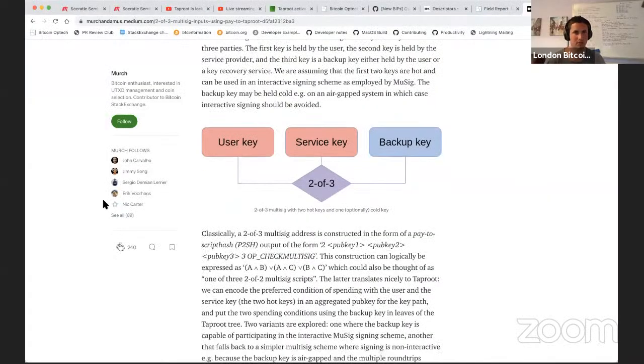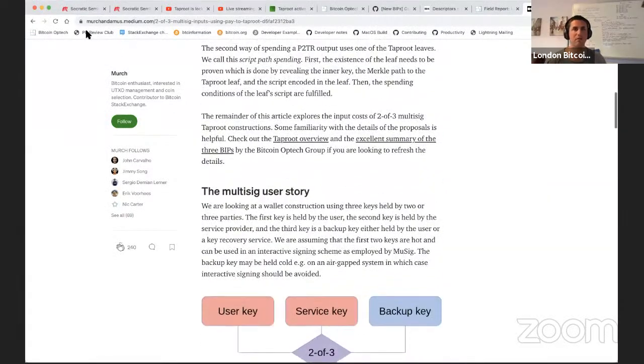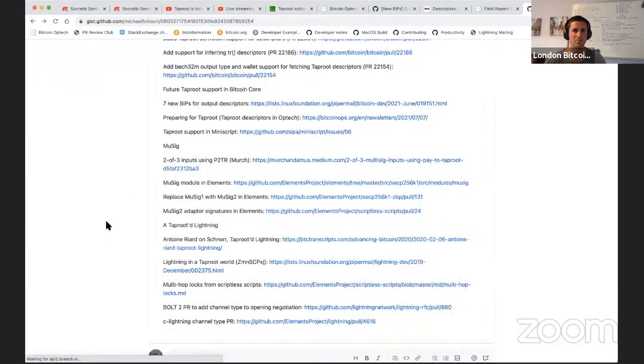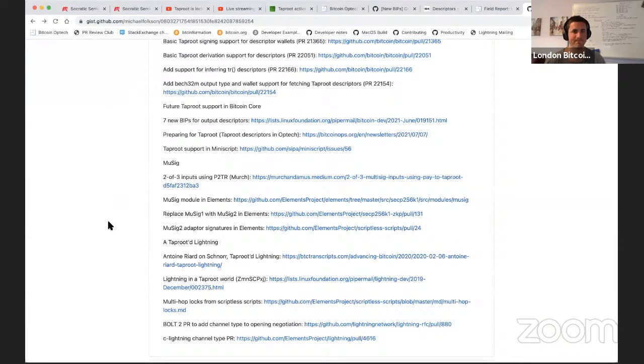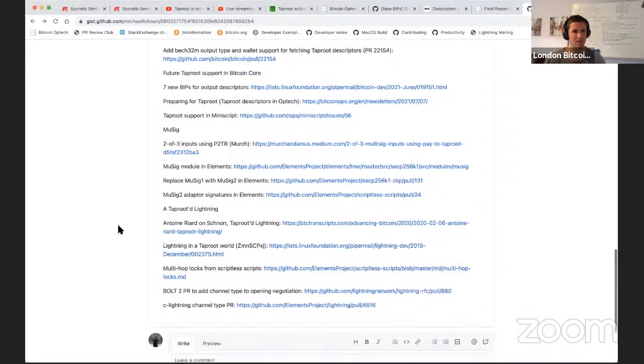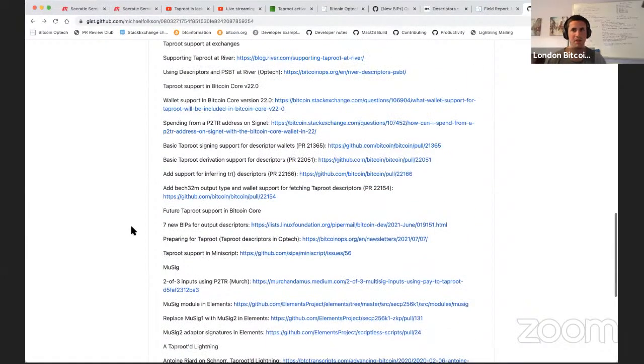Okay, so let's move to wrapping up. There's a few links there in terms of musig support in Elements. So the code is there if you want to play around with musig, but it's not going to be supported either in the descriptor spec or in core for a while, I suspect. And then I have some links on Lightning.